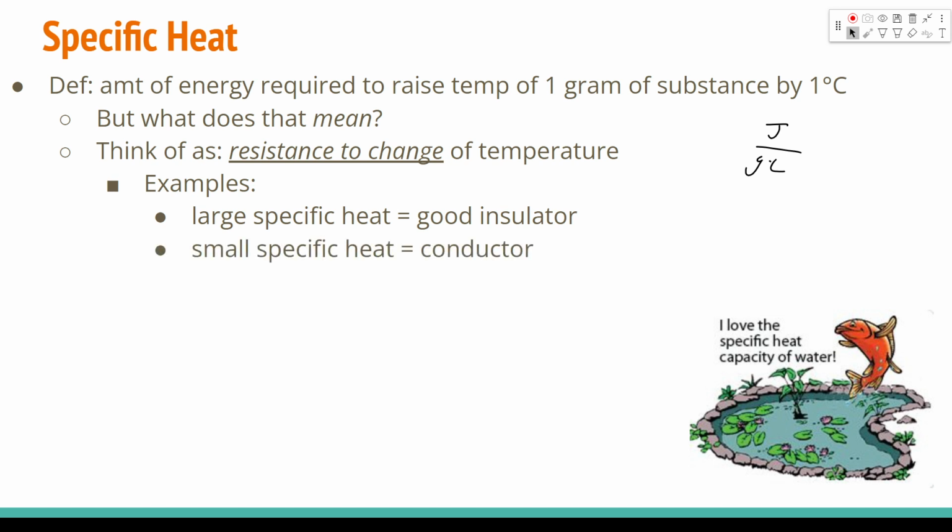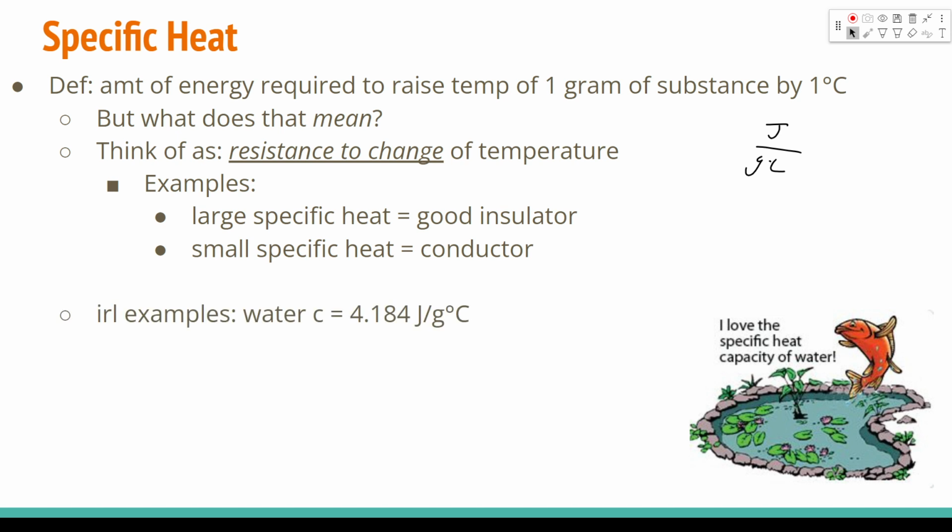If I have a small specific heat, then it'll be a good conductor of heat. It's good at letting heat go for this scenario, because if I have a small number, that means I don't need a lot of energy here, and so that corresponds to being a good conductor.